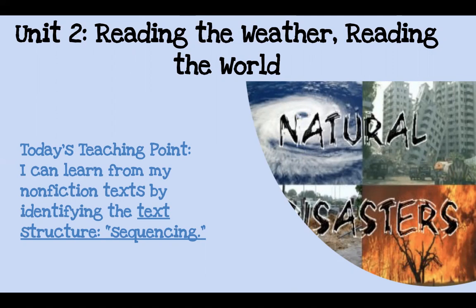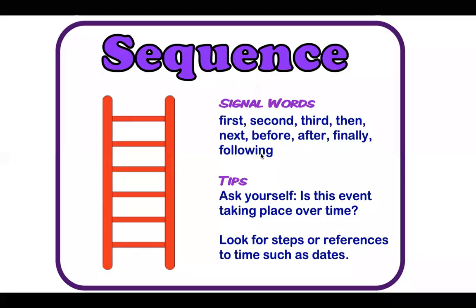But today we're going to be looking at a text. It's almost kind of storytelling, but it's kind of a true story for somebody, and the events are in order. So we're going to look and see, can we find some signal words that tell us it's a sequencing text? So some signal words might be like first, second, third, then, next, before, after, finally, following. Any of those words would tell you that that's probably a sequencing text structure.